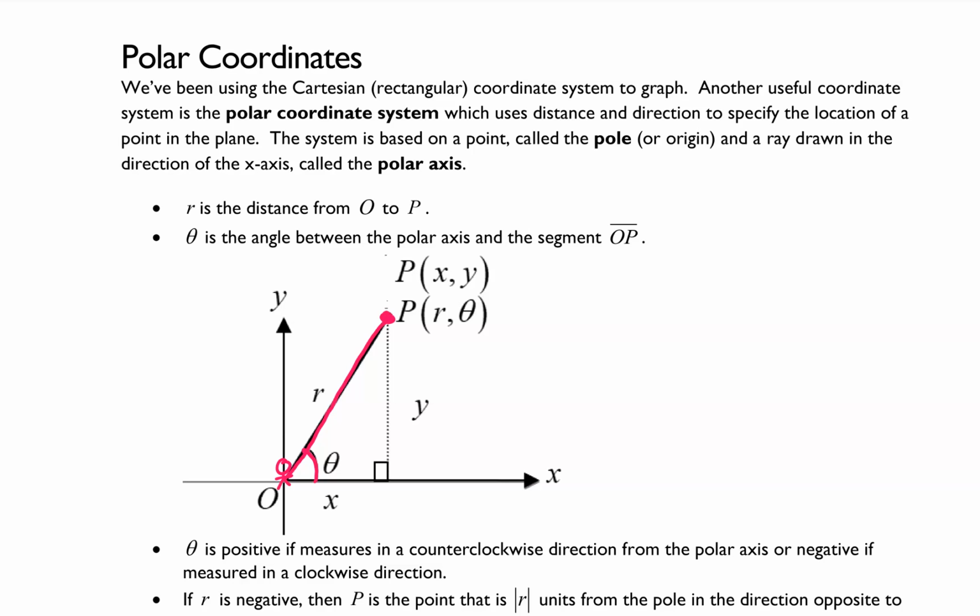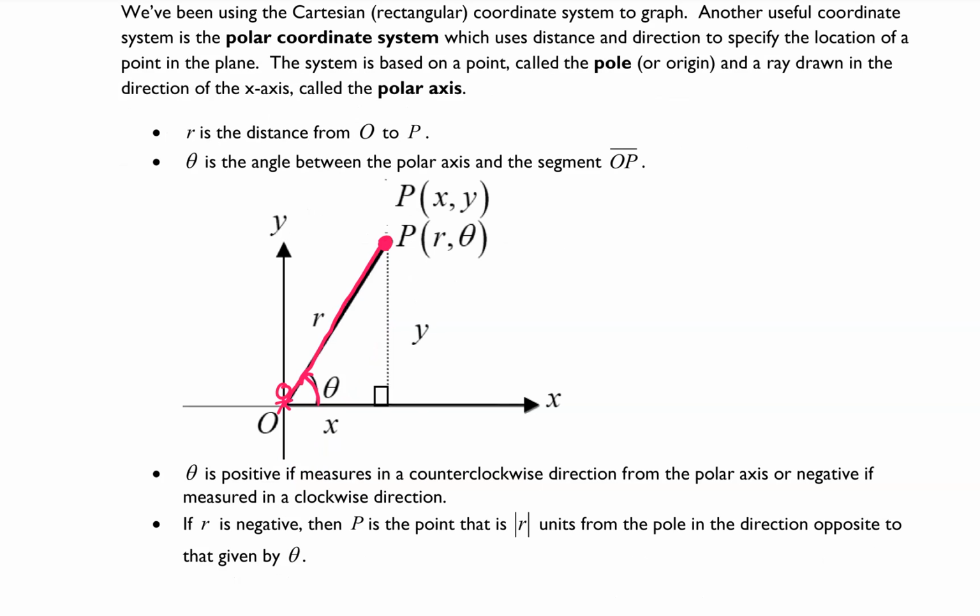So again, we have two ways of getting to our final destination, that ordered pair. We can walk x units horizontally and then y units vertically, or we can rotate an angle of theta and then walk r units to get to our final destination like that. So hopefully that little picture with the person walking on the plane is helpful in thinking about this new coordinate system.